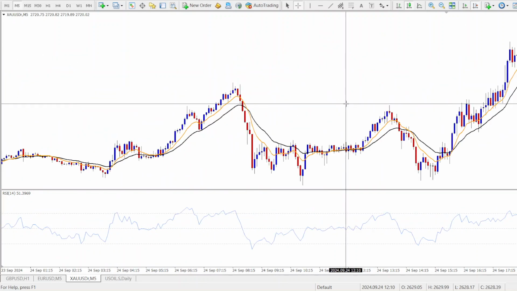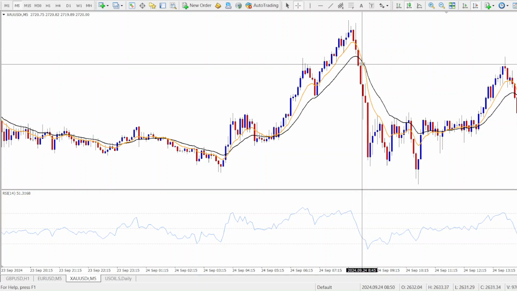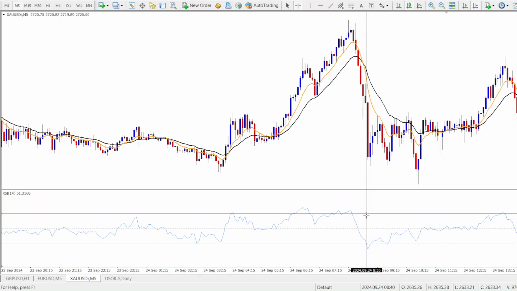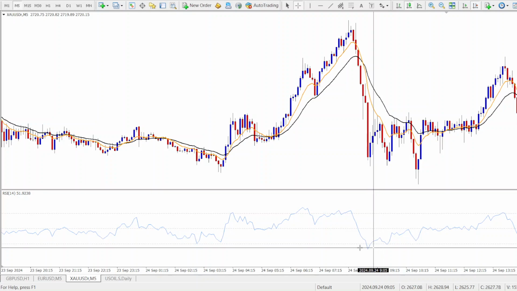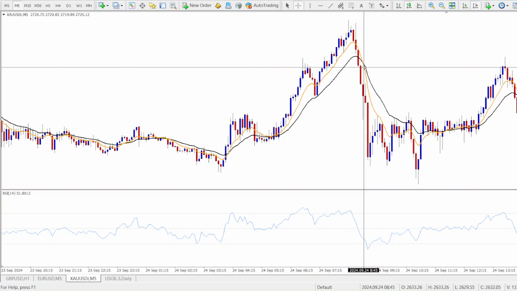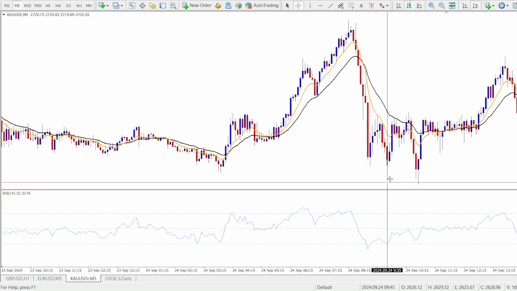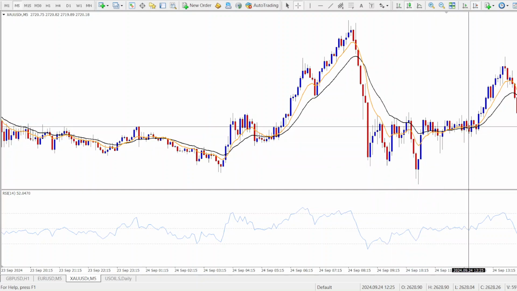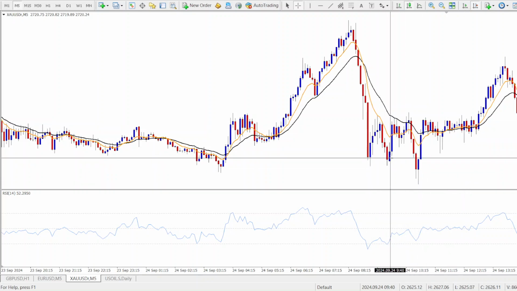Then for a sell trade, you have to just wait for a bearish crossover. The 9 EMA should cross below the 20 EMA, and then you should have the RSI below the 50 but above the 30, indicating strong sell momentum. Then you can set your stop loss above the previous swing high. Your take profit can be when you have a bullish crossover from the moving averages, or you can also consider using support levels to exit your trade.